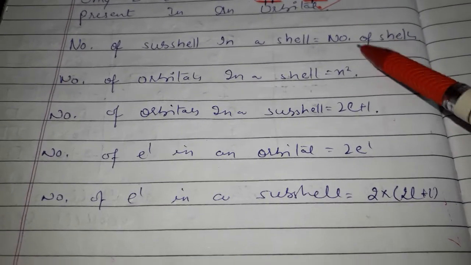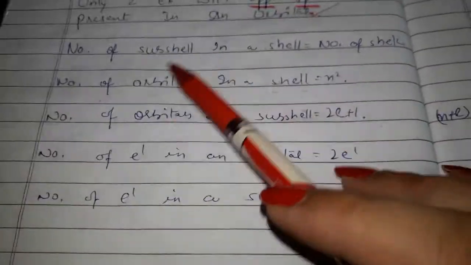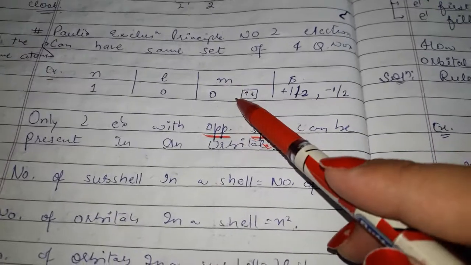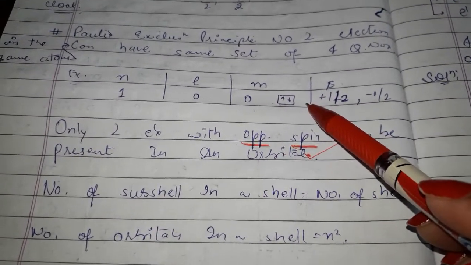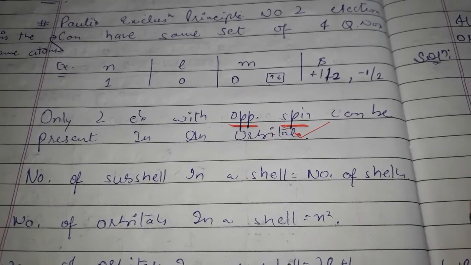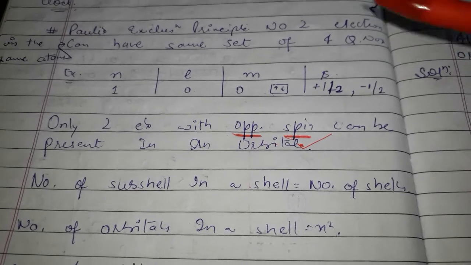You can apply all these rules to calculate the number of subshells and the number of orbitals. You can check it out. This was all about Pauli's exclusion principle. Its statement is just that in any atom, no two electrons can have the same set of four quantum numbers.